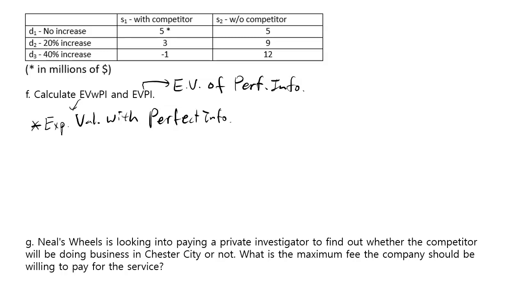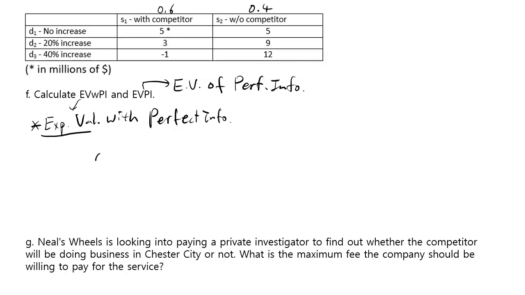Now, again, expected value, it's still expected value. It still follows the formula that you should multiply the outcome times the probability, right? So let's think about the two cases. The S1, when there is a competitor, the probability is 0.6, and without competitor, the probability is 0.4.